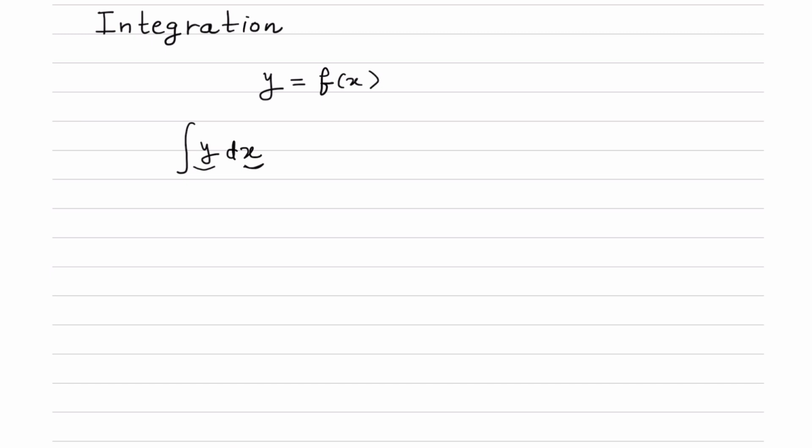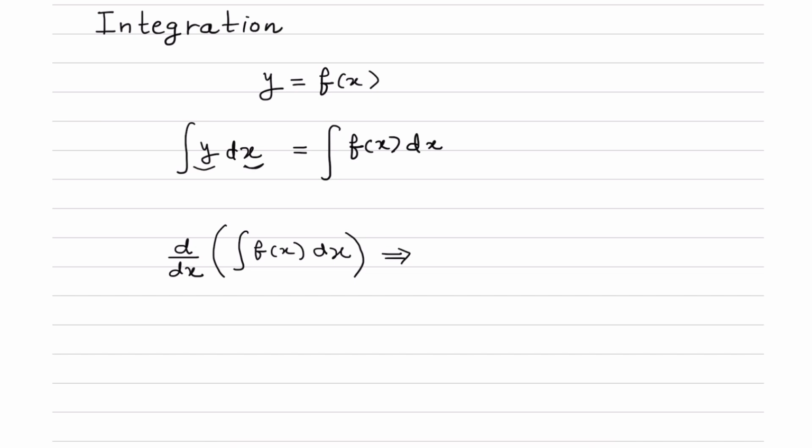We write integrate y with respect to x, or we can also write it as integrate f of x with respect to x. Now if we have a function f of x and we integrate it with respect to x, this is how we write it. But whatever we get after integrating a function, if we calculate its derivative, we should get back the function. This is like saying that derivative and integration cancel each other and we get back the function.